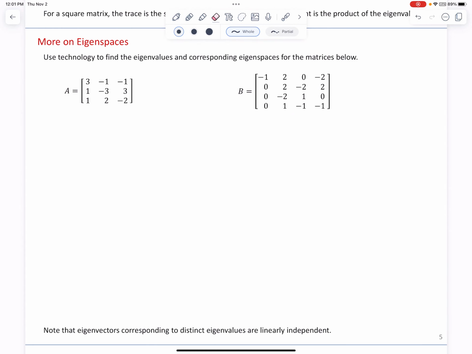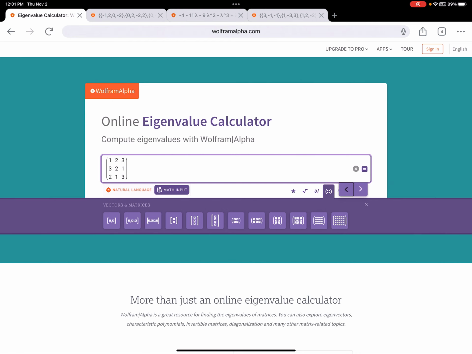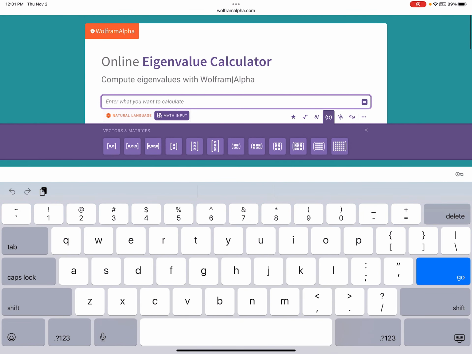Now use technology to find the eigenvalues and corresponding eigenspaces for the matrices below. There are many different eigenvalue eigenvector calculators that you can find online. If you go to Google and search for eigenvalue calculator, one of the first ones that pops up will be this Wolfram Alpha eigenvalue calculator. Click that and it brings up this. It defaults to a 3 by 3, but if you hit the X button over here, you can delete the input and now input any size matrix that you want.